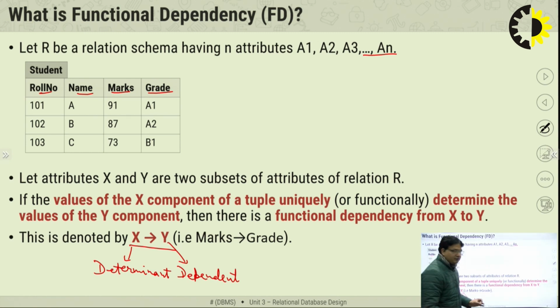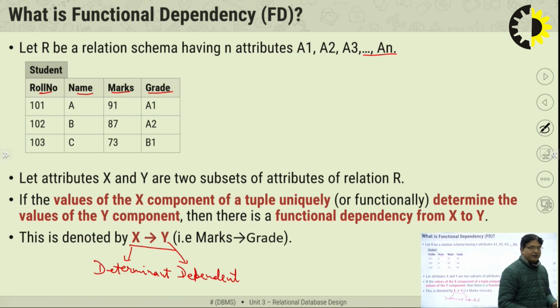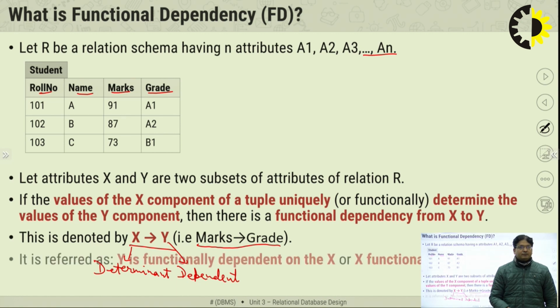For example, consider the case of marks and grade in a class. Marks determine the grade. Every student is aware that his or her marks determine the grade. So, in any relation, some of the attributes determine other attributes. The determining attributes are known as determinant and the attribute whose value is being determined by other attributes is known as dependent.